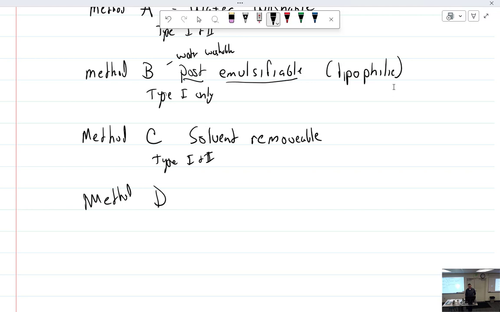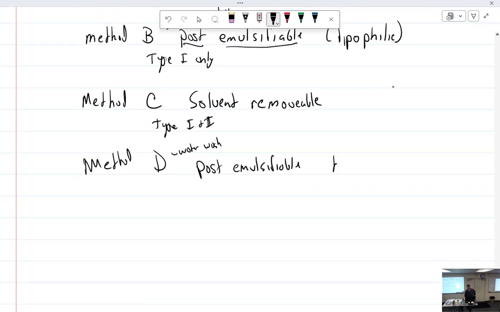Then we go to method D. So we're back to post-emulsified. So again, this is going to be like a water wash, post-emulsified. But this one's hydrophilic, which the root word being hydro, meaning water, based. And you do have to remember those two names. Lipophilic goes with B and hydrophilic goes with D. When you get into that, and that's type 1 only.